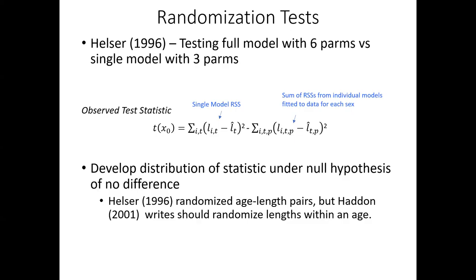But Haddon in his book basically said that that's wrong, because in some of the randomizations, if your ages are small, if you only have a couple of very old ages, there are times when those ages wouldn't be included in your randomization. So he suggested actually randomizing the lengths within an age across the groups.